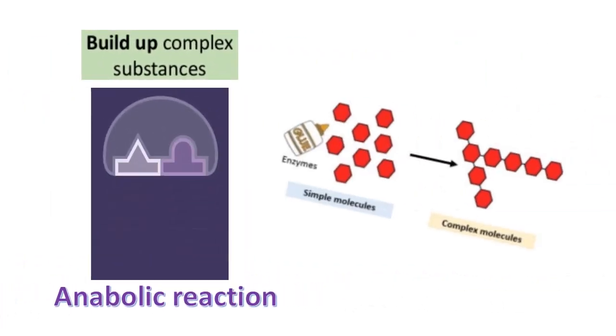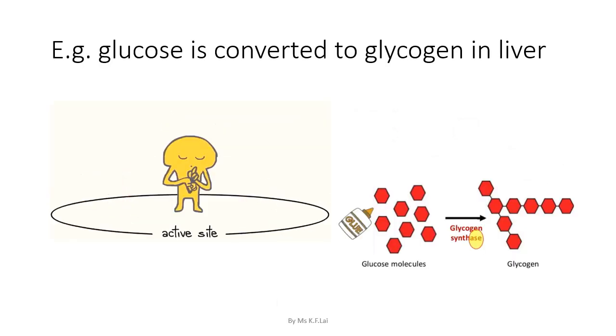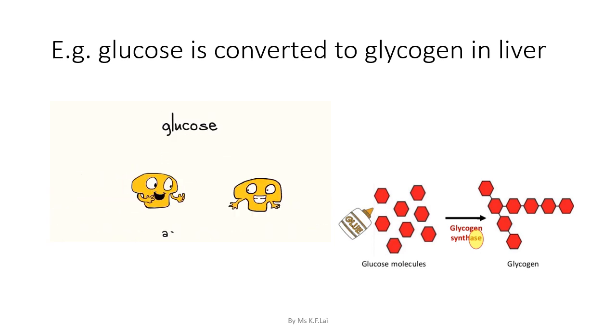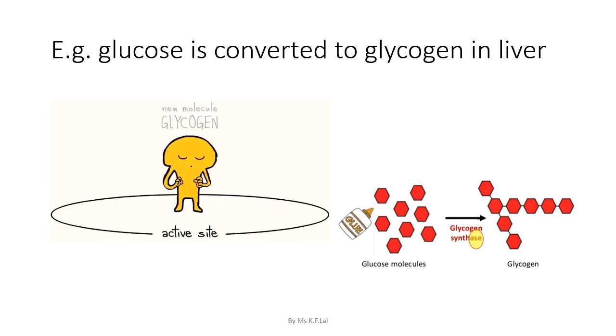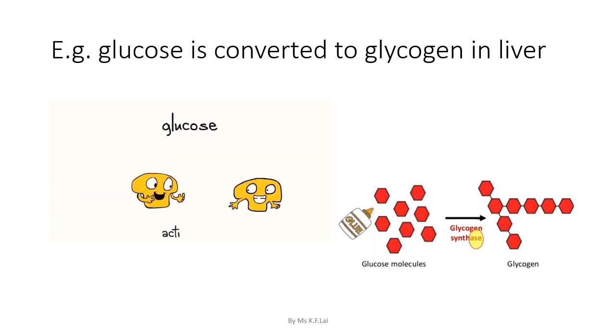In anabolic reactions, simple molecules are linked together to form complex molecules with the help of enzymes. Example, excess glucose in our body will be converted to glycogen in the active site of an enzyme. Glycogen will be stored in muscles and liver.